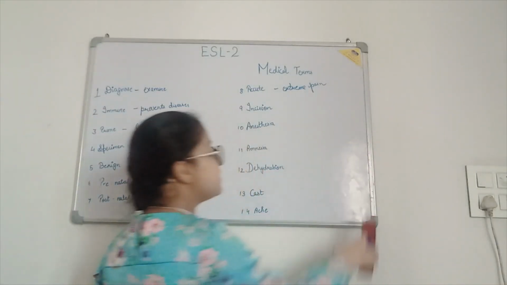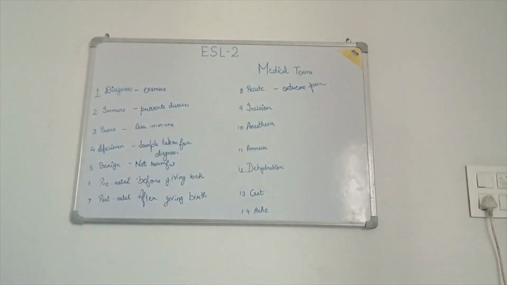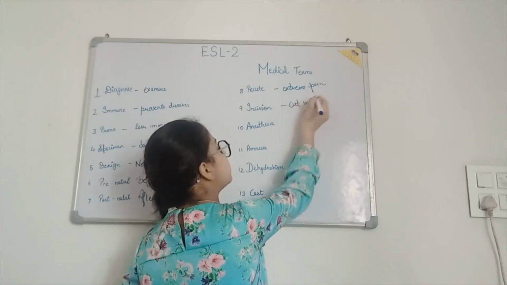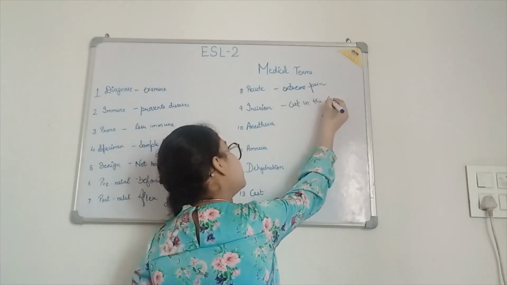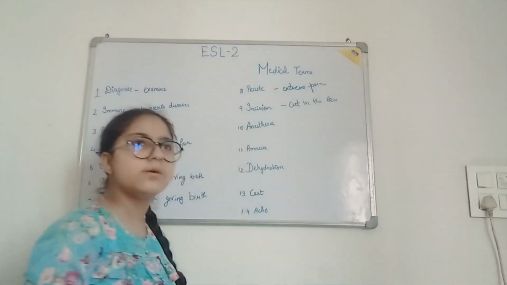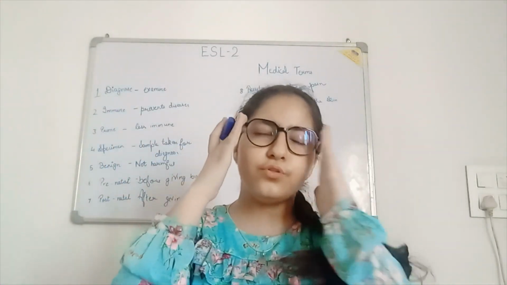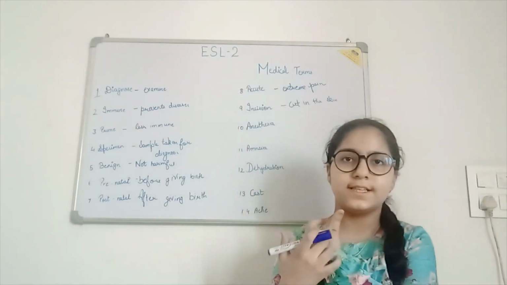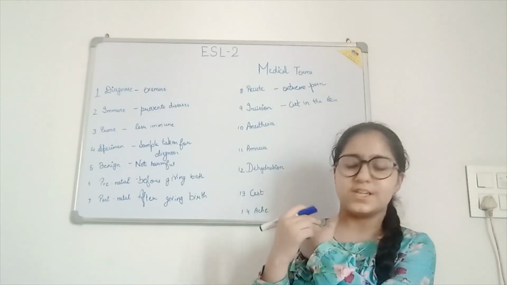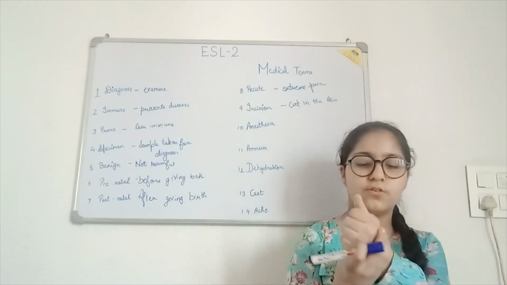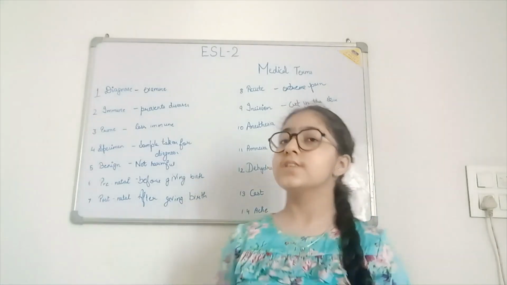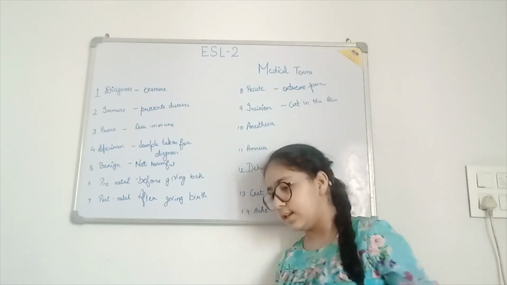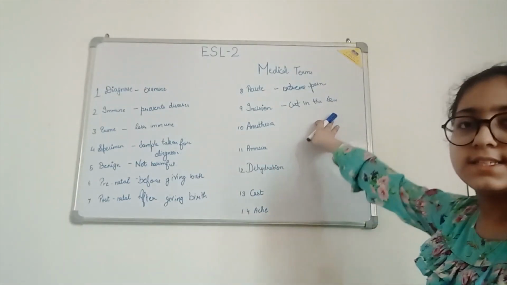Number nine is incision. Incision is a cut in your skin. It sometimes happens that we don't look carefully. It doesn't feel much when it is done, but afterwards it pains really hard. There is some acute pain here. When you look, there's a cut on your skin. It can be any part of your body, any part of your skin. A cut in the skin is known as incision.